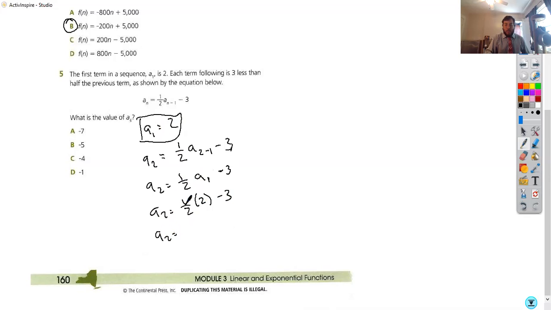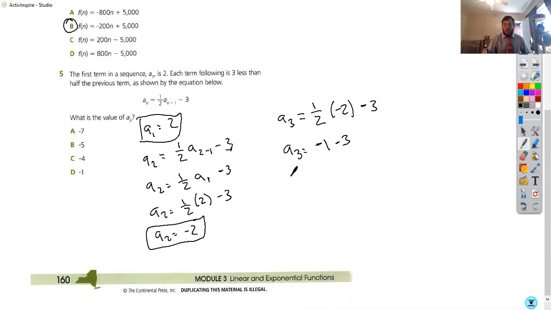So A2 equals 1/2 of 2, which is 1, then minus 3. 1 minus 3 is -2. So A2 equals -2. Now we have to go along and find A3. To find A3, we take 1/2 of the term before it, which is A2, which is -2, and then we subtract 3. So A3 equals 1/2 of -2, which is -1, minus 3. A3 equals -4.